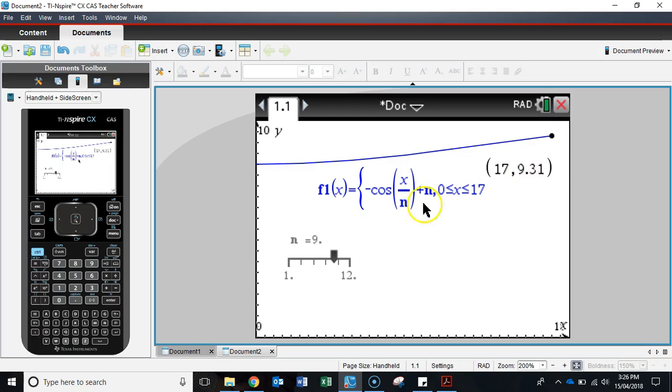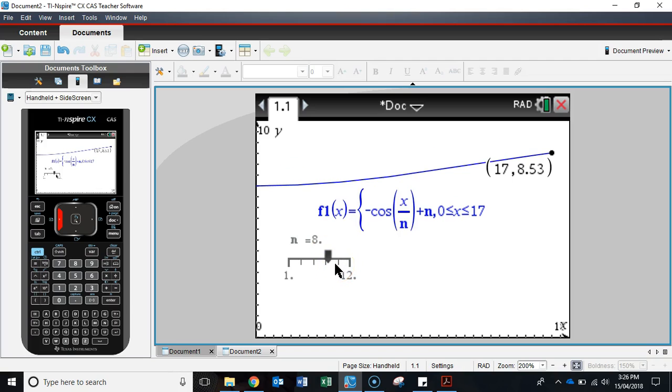Let's see what happens to that value as we slide to 8. So if we made n equal 8, that value is further from 9.5.